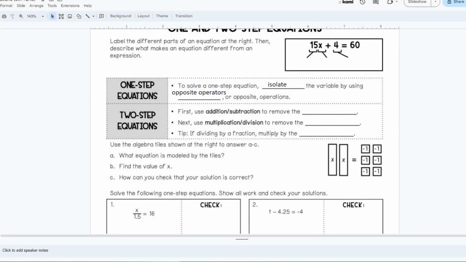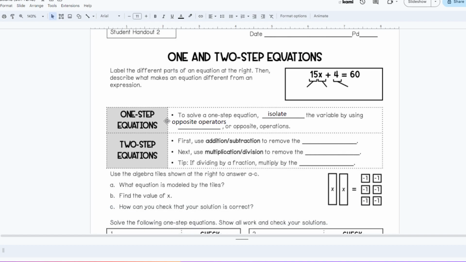Learning one-step equations, 1 and 2-step equations.